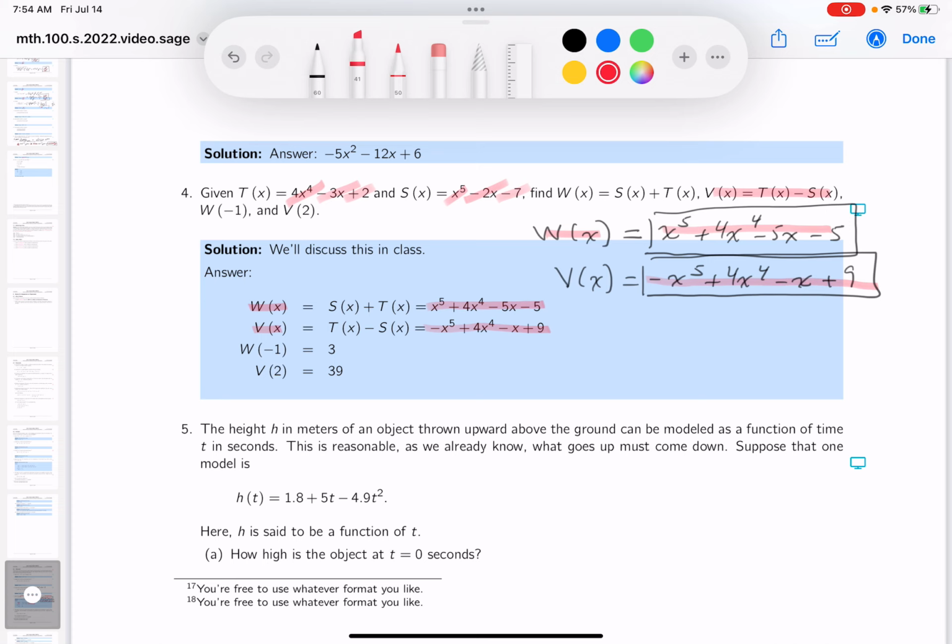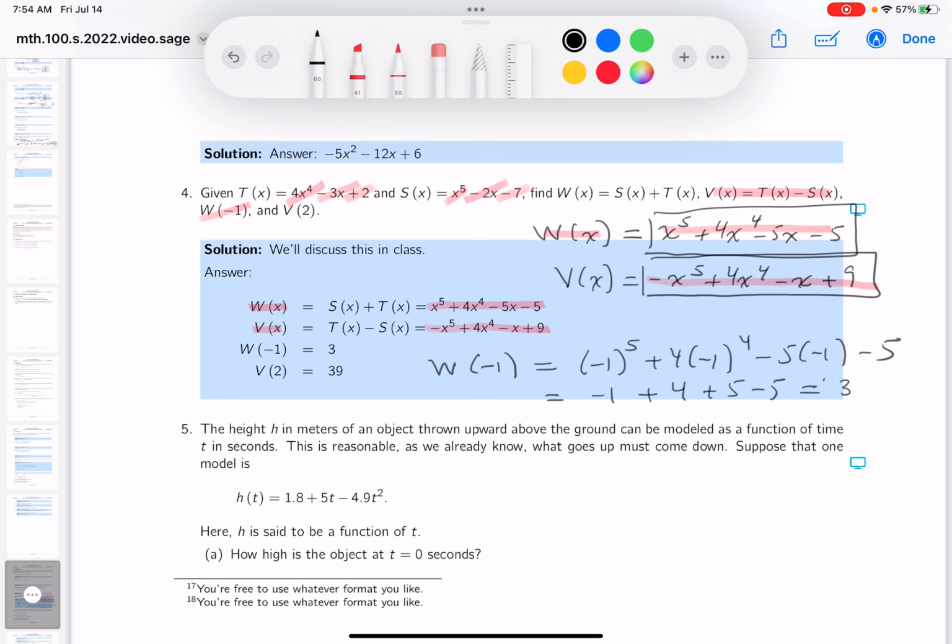What's the next question? What's w at minus 1? Let's write that down. So w at minus 1. My recommendation, parenthesize the variable and plug in the number. And we'll do each computation separately. Minus 1 to the fifth power is going to be minus 1. What's the next thing? Well, minus 1 to the fourth power, which is 1, and 4 times 1 is 4. Then minus 5 times minus 1 is plus 5. You get minus 5. Can I add that together? I can. Minus 1 plus 4 is 3. Plus 5 is 8. Minus 5 is 3.